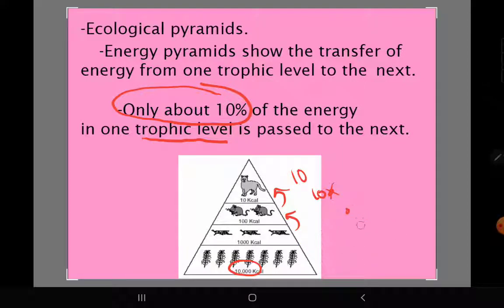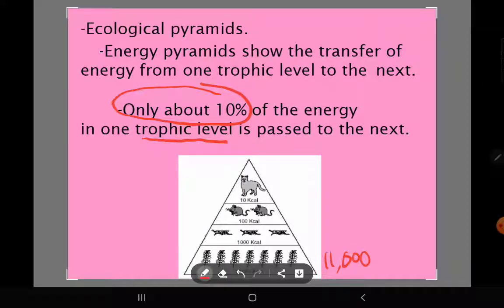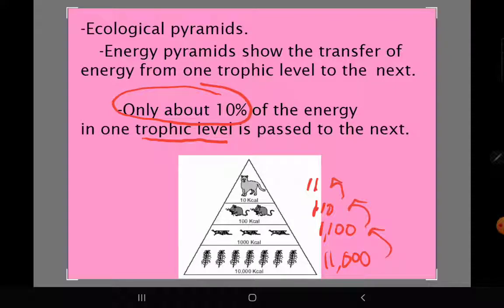So we could do this. They used 10,000 calories because it was easy to do. But we could do this with other numbers. Like what if this was 11,000 calories? Well, then that means that the grasshoppers would have gotten one less 0, so they would have gotten 1,100 calories, and then the mouse would have gotten 110 calories, and then the cat would have gotten 11 calories. You see, we just lose a 0 every time. That's what losing 10% or being only 10% means.